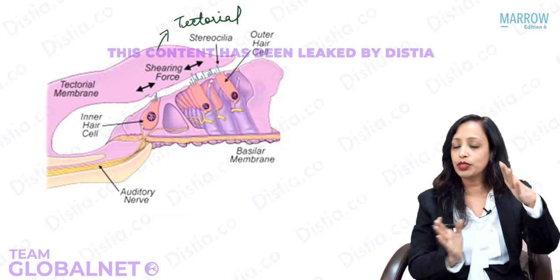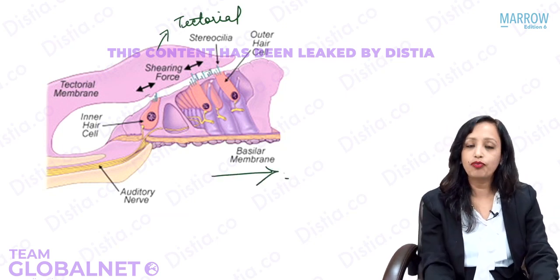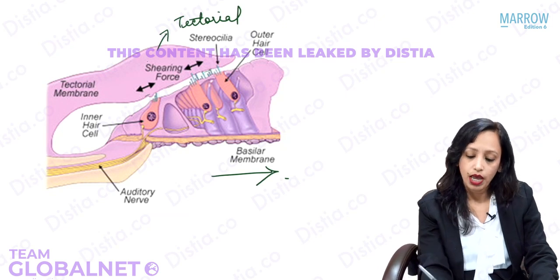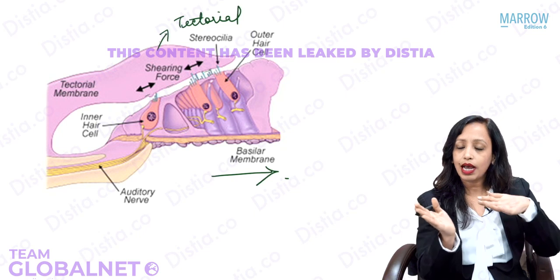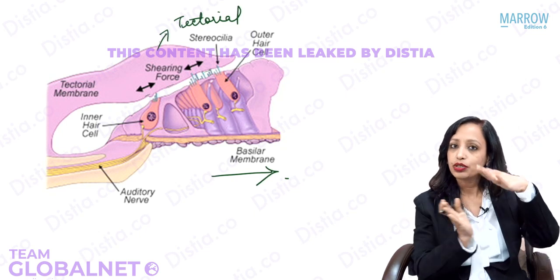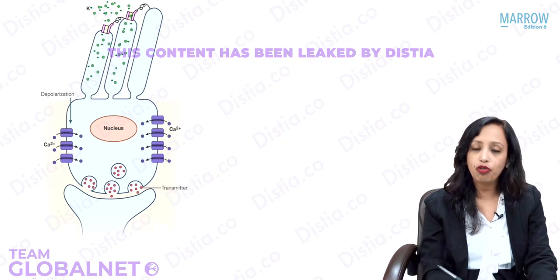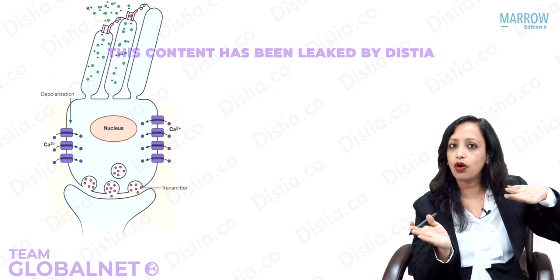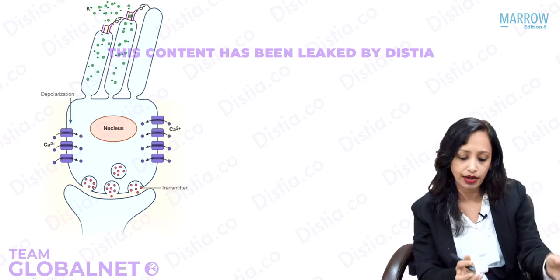Now when there is an opposite movement, the basilar membrane moves, but the tectorial membrane does not move. So what happens when the tectorial membrane does not move? There is again a shearing action created. So now what happens in the hair cells? Because of the movement of the basilar membrane and no movement of the tectorial membrane, the hair cells are pushed in one direction.